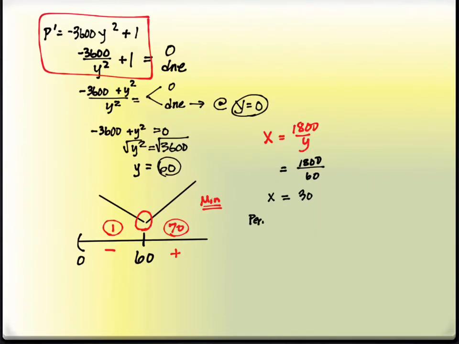So the perimeter is 2 times x, which was 30, plus the y, which was 60. So what's my total perimeter? 120 what? Feet. Right? 120 feet is my perimeter. And then my dimensions are the x and the y with the corresponding units. So it doesn't matter the order, it's 60 feet by 30 feet. Or you could say 30 feet by 60 feet.